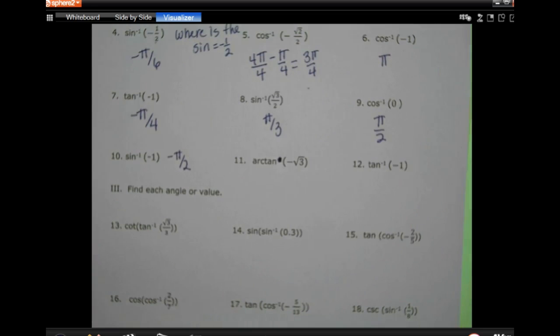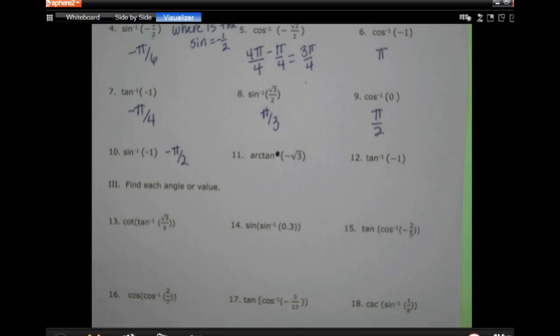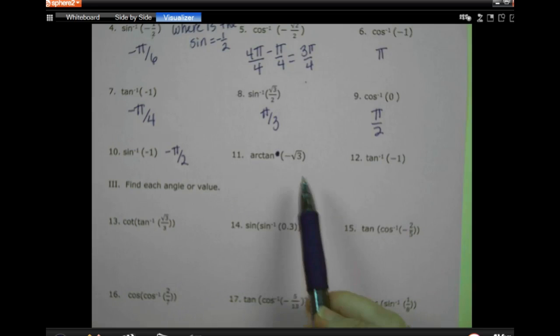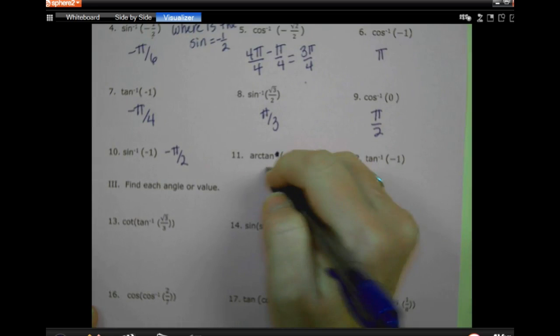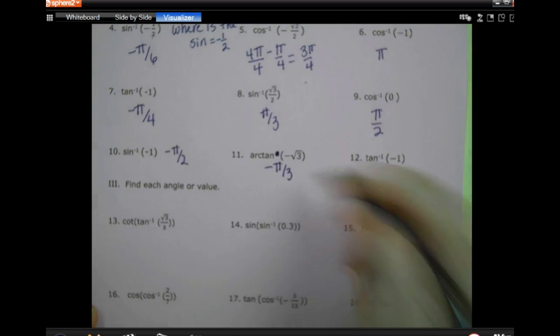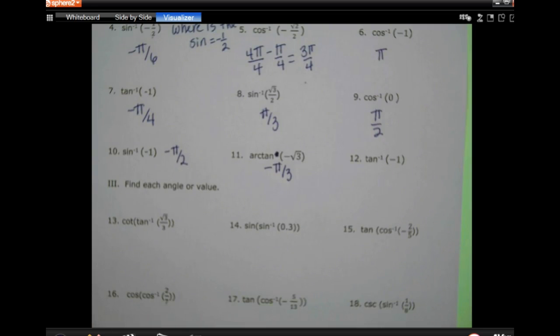All right, so I want to know where the tangent is the square root of 3. So we wrote the table down on the front of that blue sheet. Where is the tangent of the square root of 3? Pi over 3. So if it's at pi over 3, but I want the negative tangent, where do I have to go? Negative pi over 3.